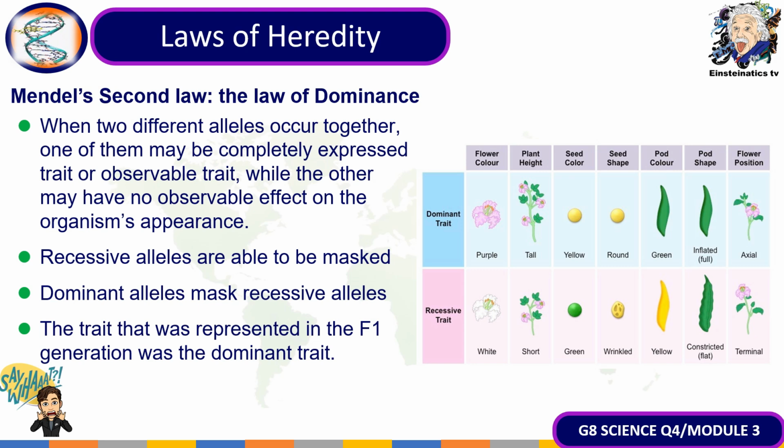The trait that was represented in the F1 generation was the dominant trait. So for example, when you cross a tall plant with a dwarf plant, tapos yung lumabas is a tall plant, yung sa F1 generation, so ibig sabihin yung dominant doon is yung trait for being tall, whereas yung recessive naman, yung trait for being dwarf.